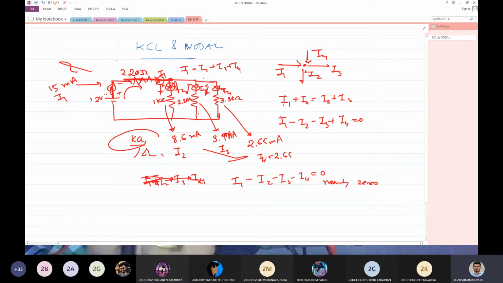It is 15 milliampere. Or let me write it down over here. I1 is 15 milliampere. I2 is 8.6 milliampere. You can directly put these readings in your document.